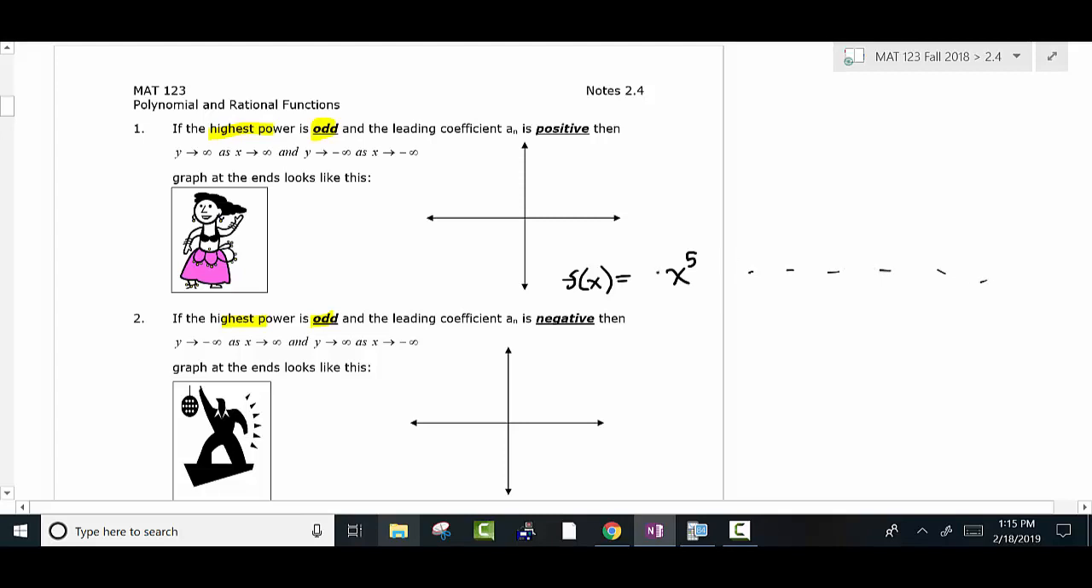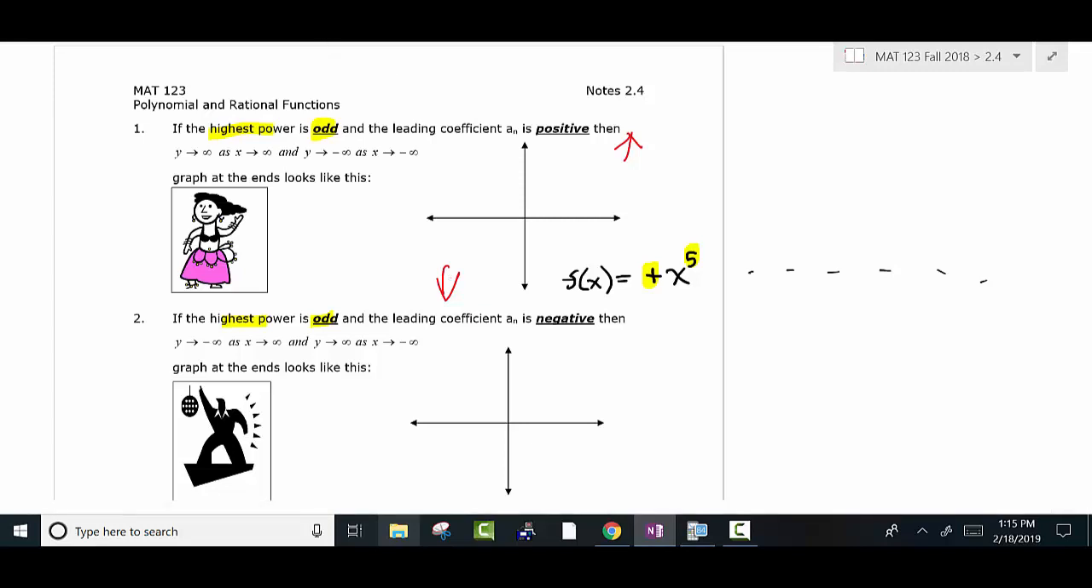As long as the number in front is positive and that highest power is odd, then the graph is guaranteed to do this. When x goes to infinity, the graph goes up forever. When x goes to negative infinity, the graph goes down. We call that the endpoint behavior. So as long as the highest power is odd and the number in front of x on that highest power is positive, that's what your graph looks like.